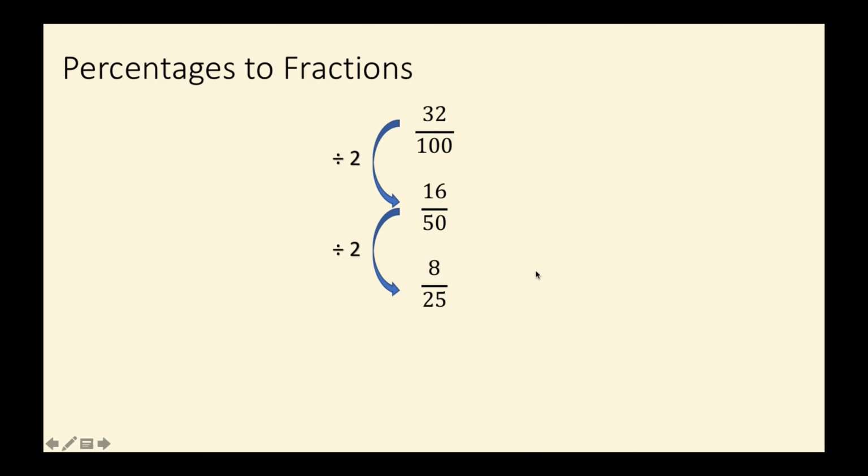Okay. Now I can't do any more to that because even though 8 is an even number, 25 is not, and I know that 5s do not go into 8, even if they do go into 25. So we can't go any lower. You have to divide both numbers by the same number in order for it to be an equivalent fraction and for it to be in the correct simplest form. Okay, so 32% as a fraction is 8/25.